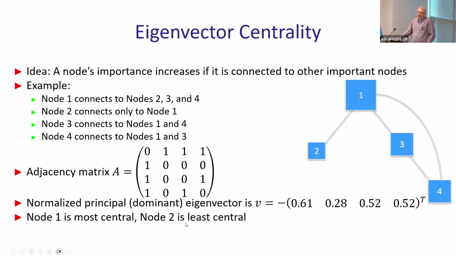And node 2 is least central because it connects only to 1. So it's 0.28. This is the smallest one, smallest magnitude, all right? So this is how you can sort any number of pages. And all you need here is only one dominant eigenvector, like where is the biggest stretch, all right?